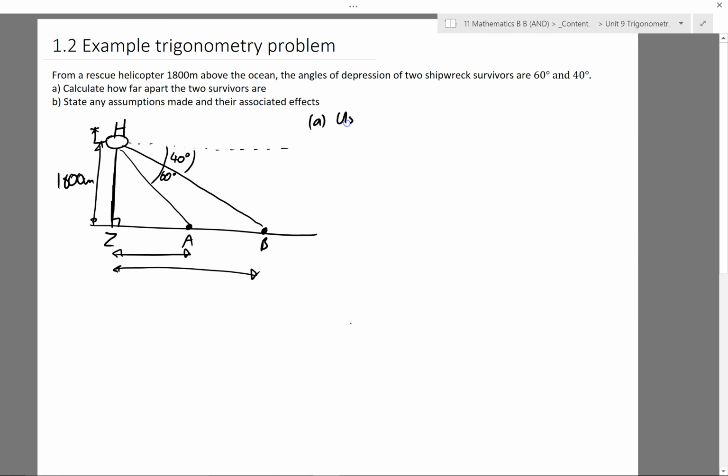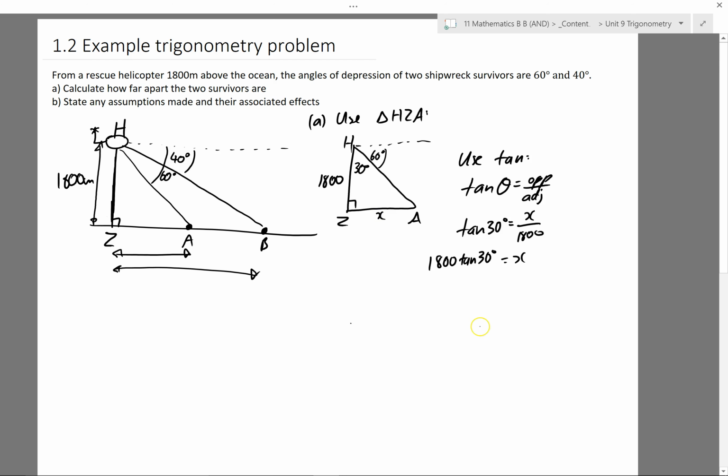Okay, so I'm going to have to use 2 different triangles. So I'm going to start by using triangle HZA, and I'm going to redraw that triangle so that I don't get confused in this massive diagram. 1800. HZA. Since the angle of depression is 60 degrees, I can calculate that this will be 30 degrees, and I'm trying to find that distance. So I'll go ahead and use tan to solve that problem. Now I'm going to use this result later on. I'm not going to put it in my calculator and get an approximation. I'll just leave it as that.